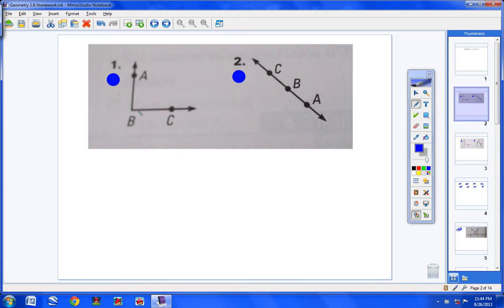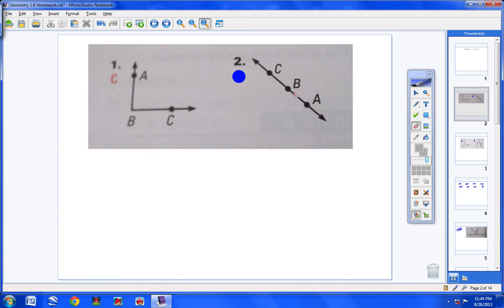Well, if you'll look in your book, my drawing here is not perfect, but this is supposed to be a right angle. Sorry about that. Let me fix that real quick. There we go. This is supposed to be a right angle, okay? So the answer to number 1 is C, and if you'll look, C is right angle.